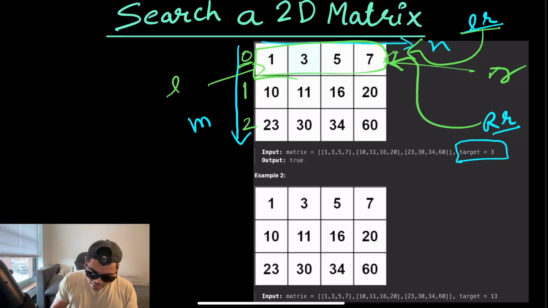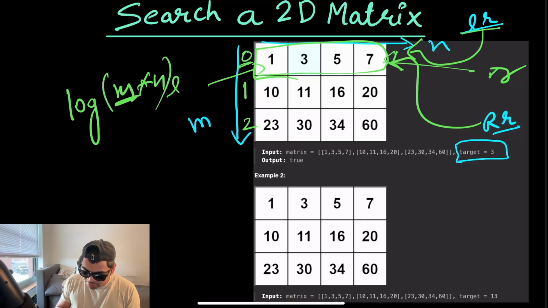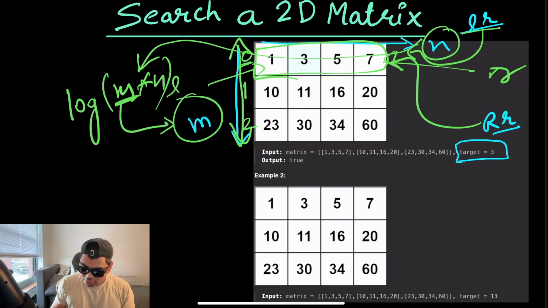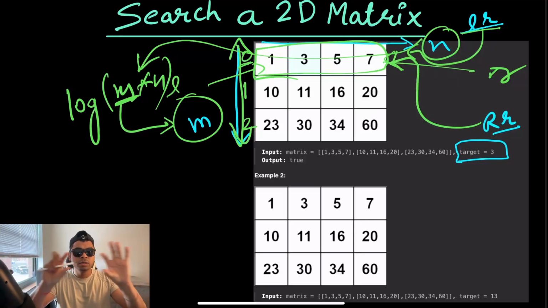Then our time complexity would be big O of log m plus log n. The m is because you're finding the right row first, and this is the direction you are trying to search, so that's where the m comes from. And then the n is where you are applying the binary search horizontally to find the right element.